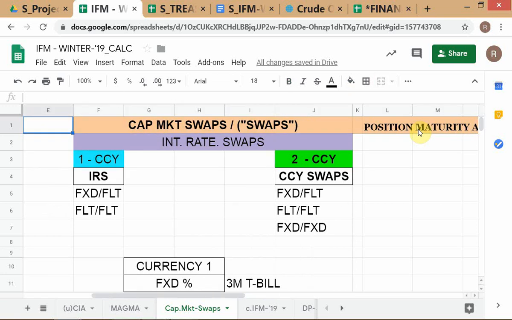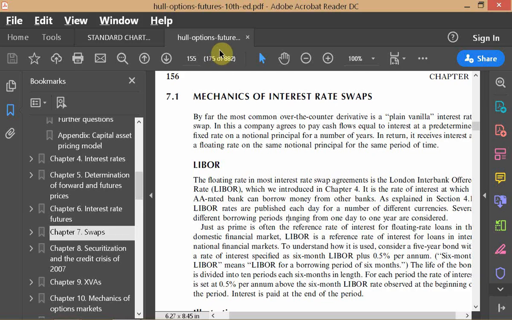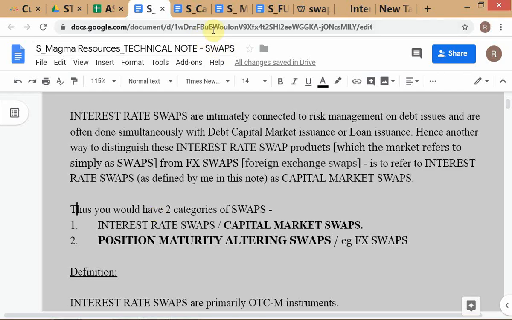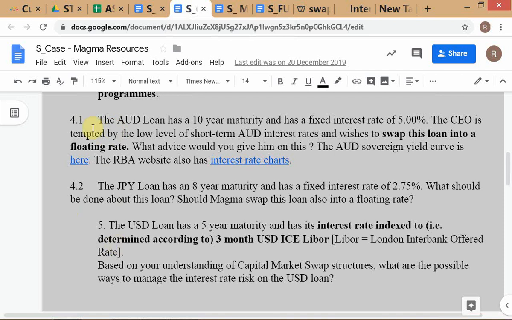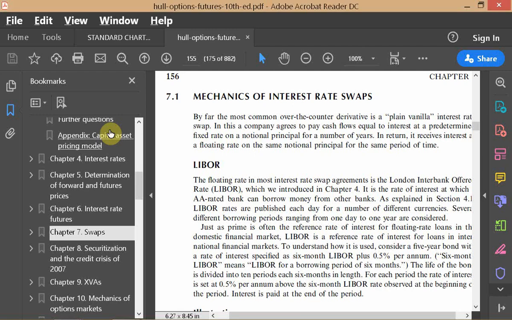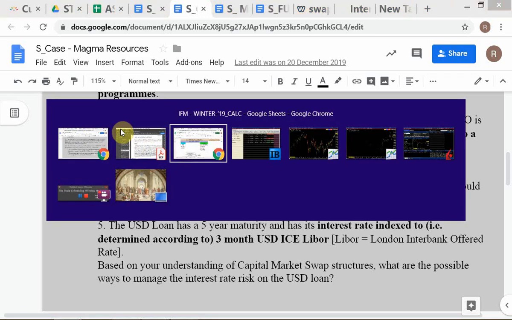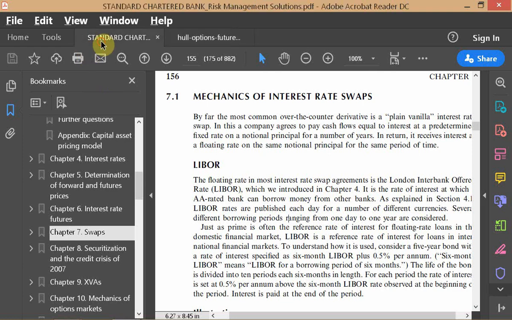Okay, so we are going to just discuss one category, which is also required for the answers to our questions. If you look at these last three questions in the case, they relate to the type of products that are covered, what I'm calling capital market swaps, which the market calls swaps. The types of instruments are interest rate and currency swaps.